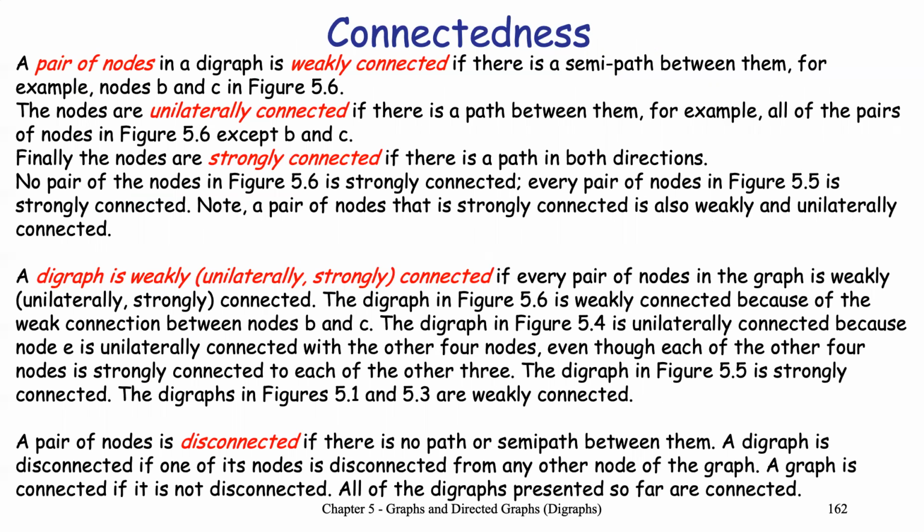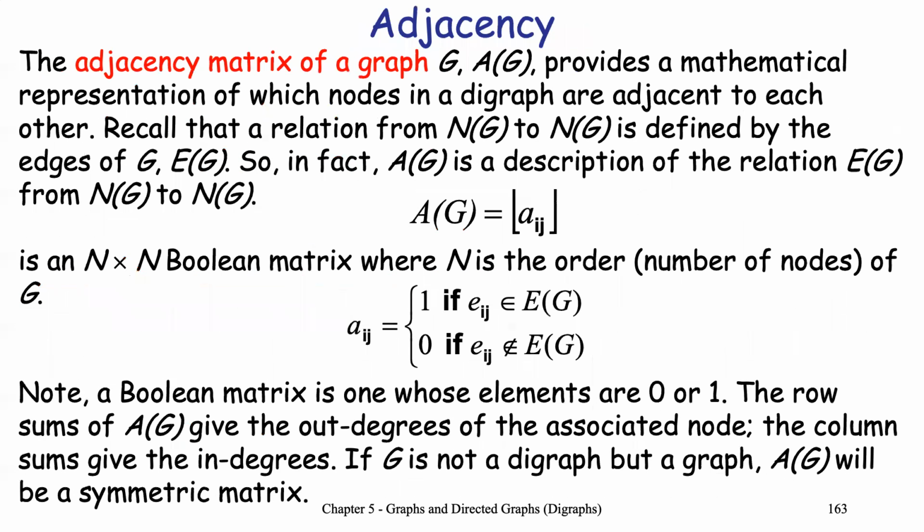The digraph is weakly, that is unilaterally, strongly connected if every pair of nodes in the graph is weakly connected. A pair of nodes is disconnected if there is no path or semi-path between them. So we're just talking about the possibilities of connectedness between different elements in a graph as the high-level point of view.